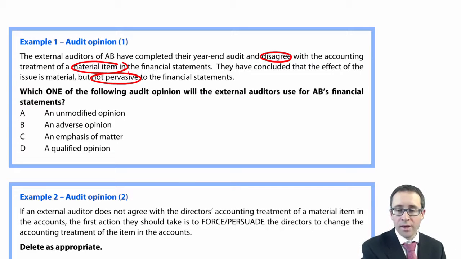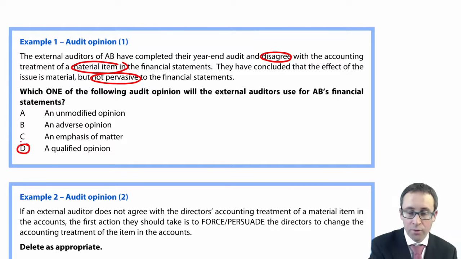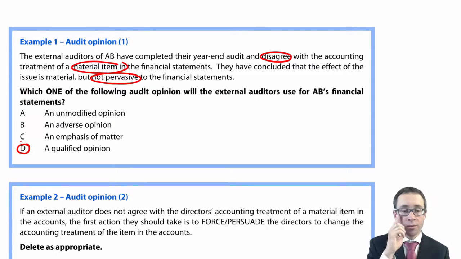So what you've got there is disagreement. So it will therefore be a modified opinion, won't it? It's one specific material item. So it's not an adverse audit opinion, is it? It's not going to be a disclaimer of opinion because we have sufficient audit evidence. So here it's going to be a qualified audit opinion, isn't it? Because there is a material misstatement, and also it is not pervasive. If it was pervasive, then we would have to do something about it and put in maybe a disclaimer of opinion, okay. So the correct answer there is D, isn't it?